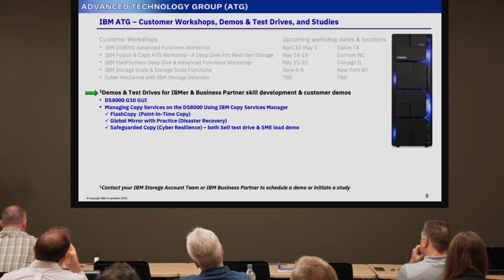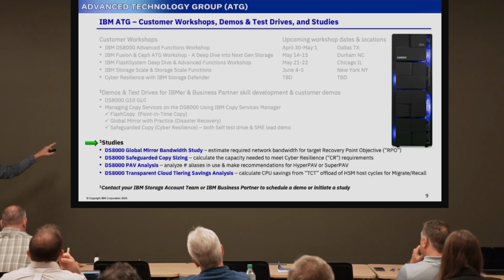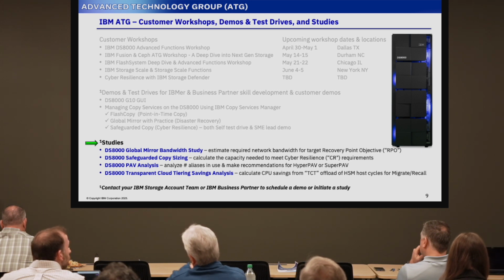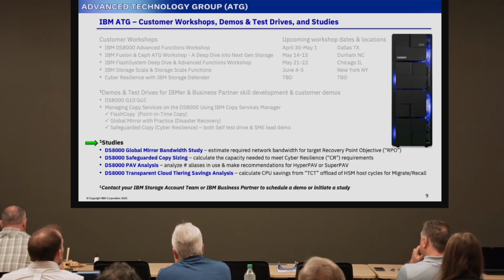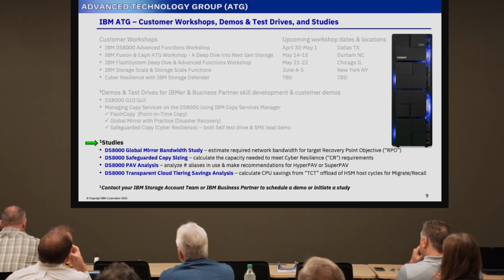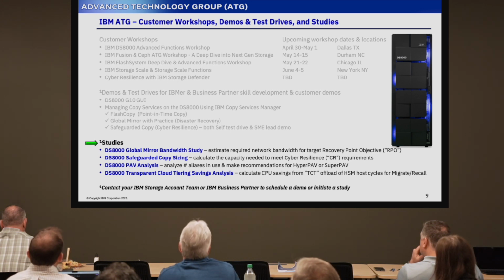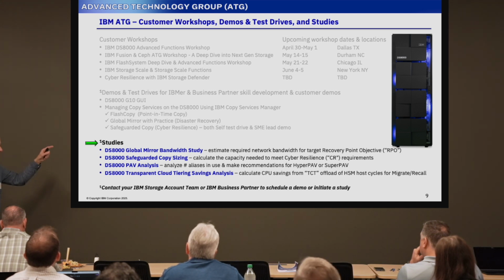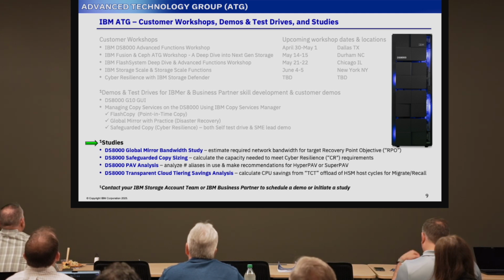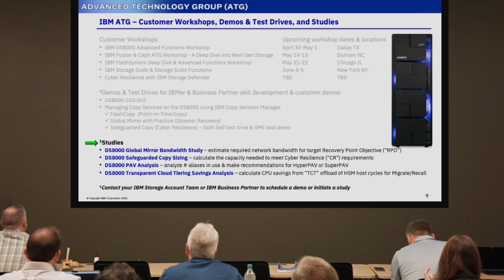We do a number of different studies to help size solutions, and there'll be more about this later. We can take customer empirical data and perform a Global Mirror bandwidth study, which is used to help you size how much bandwidth you need for Global Mirror asynchronous mirroring. We can do sizings for Safeguarded Copy for cyber resilience. We can do a Parallel Access Volume analysis and make some recommendations if you maybe improve your usage of PAV. And then we can do a Transparent Cloud Tiering savings analysis.